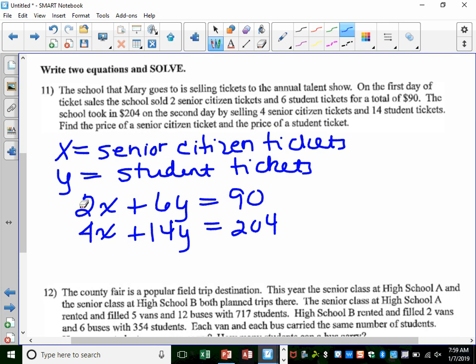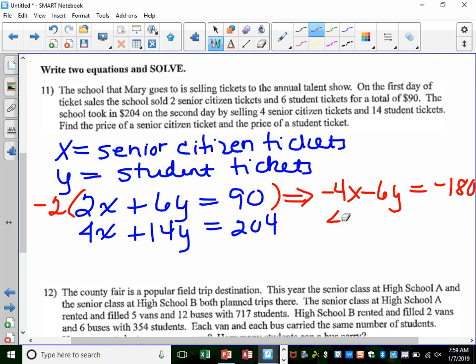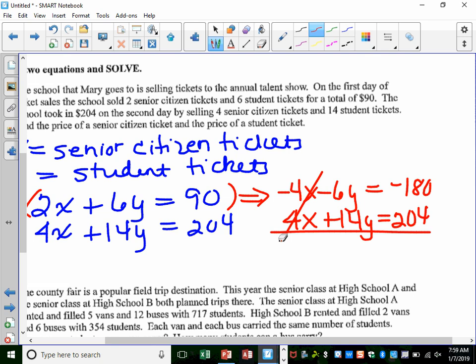X's, okay. So this is a 2 and this is a 4. So I would probably want the bottom one, the top one that is, to be a -4. So I need to multiply everything by what? -2. Okay. So when I do that, that's going to make this be a -4x minus 6y equals a -180. And then the bottom, I'll have 4x plus 14y equals 204. Okay. Cancel out our x's.